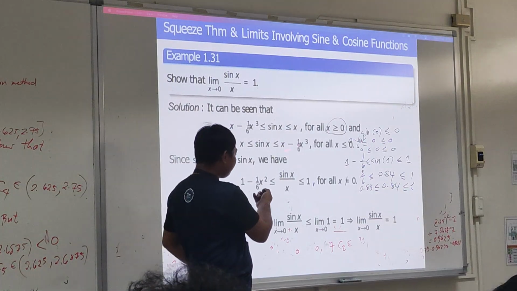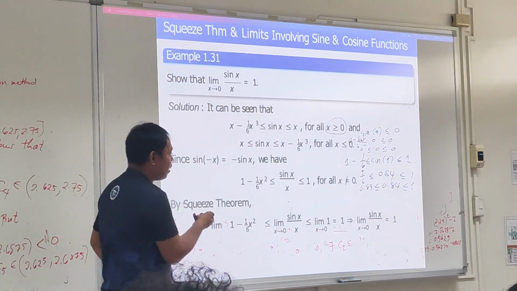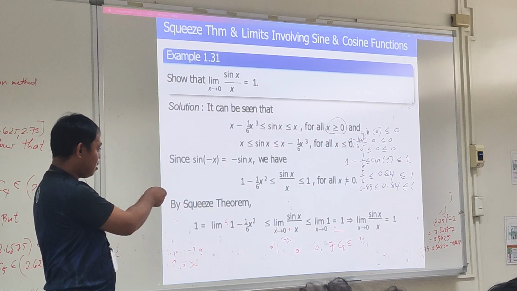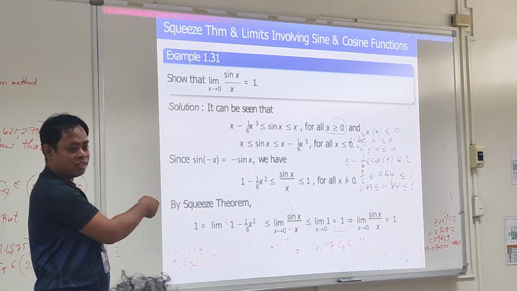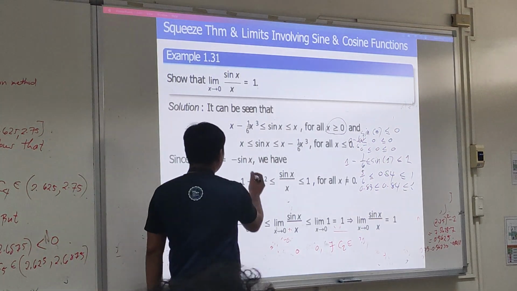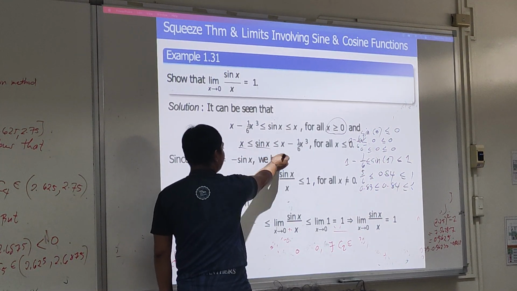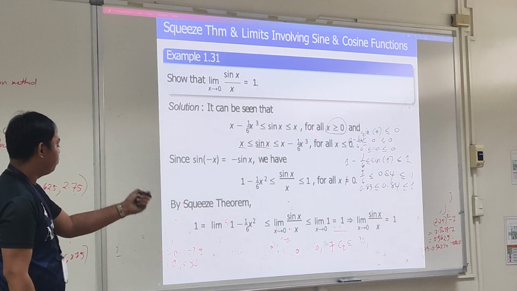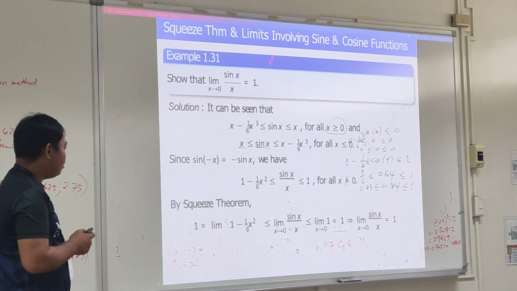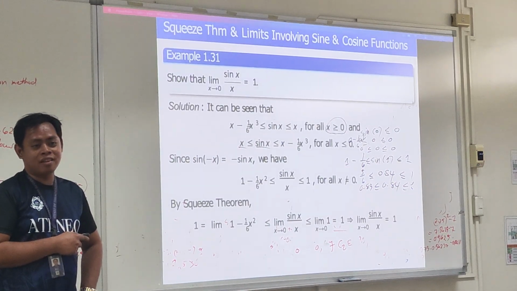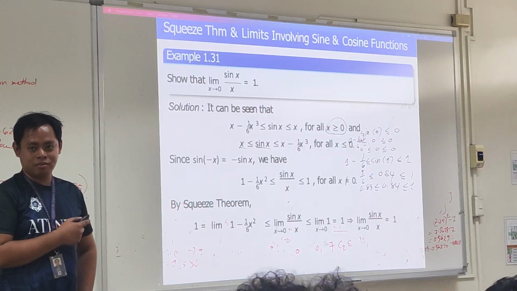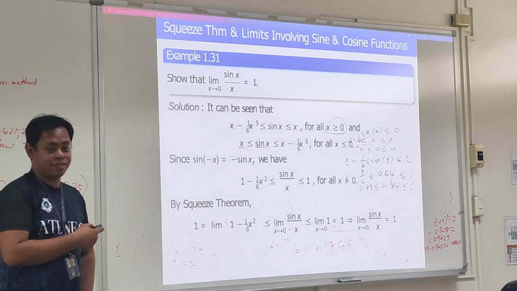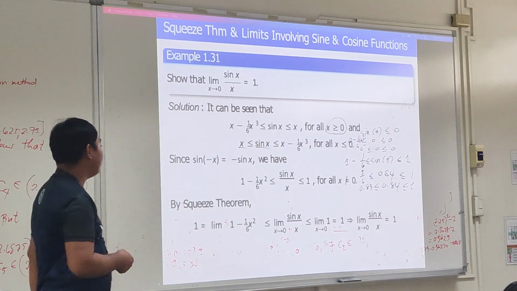Okay, now, if we consider the negative values of x, this will now be the inequalities for that one. You have x is less than or equal to sine x, which is less than or equal to x minus 1 over 6x cubed. And take note, you have this identity for the sine function: the sine of negative x is just the negative of sine x. So we use that one.